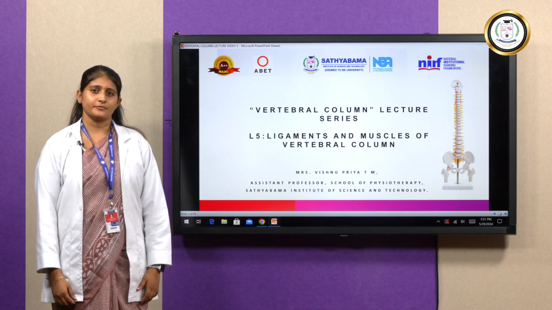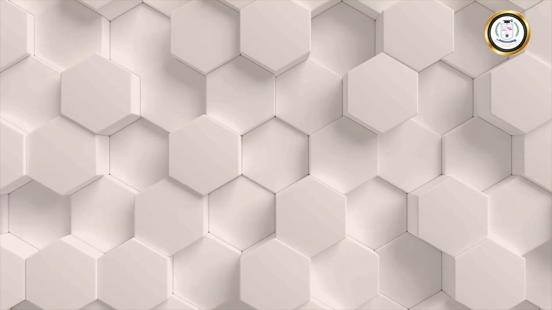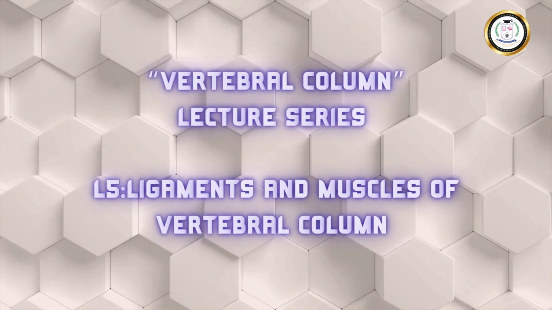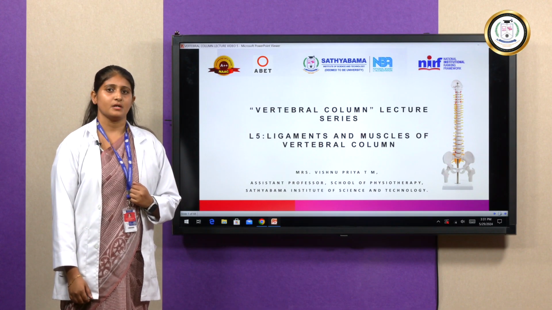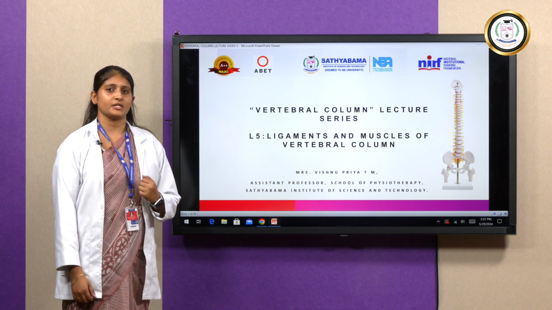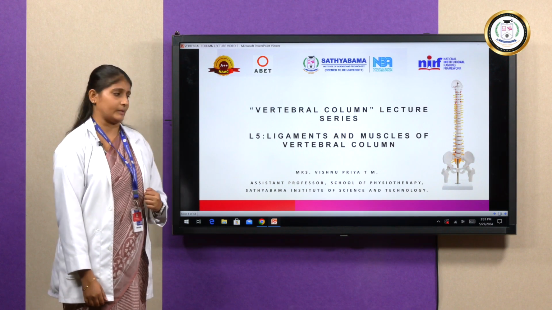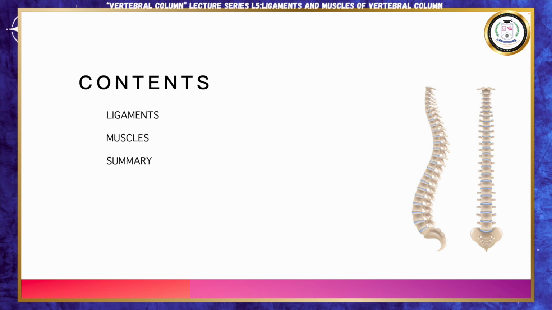This is my fifth lecture session on ligaments and muscles of the vertebral column. This is the continuation of the previous lecture, in which we discussed the articulations of the vertebral column. In this lecture, I will be discussing the ligaments, the muscles, and finally we will have a summary.